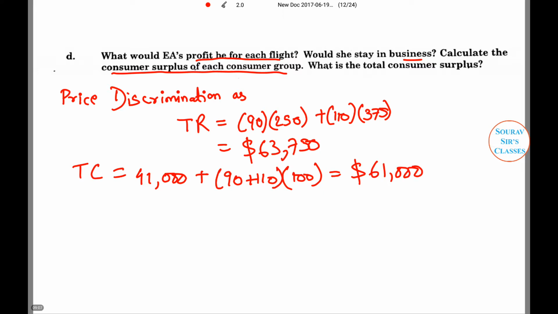And now we need to calculate the profit. Pi equals 63,750 minus 61,000, giving us $2,750.